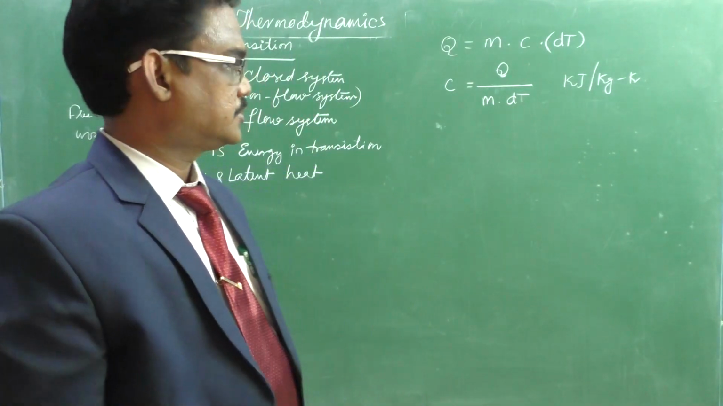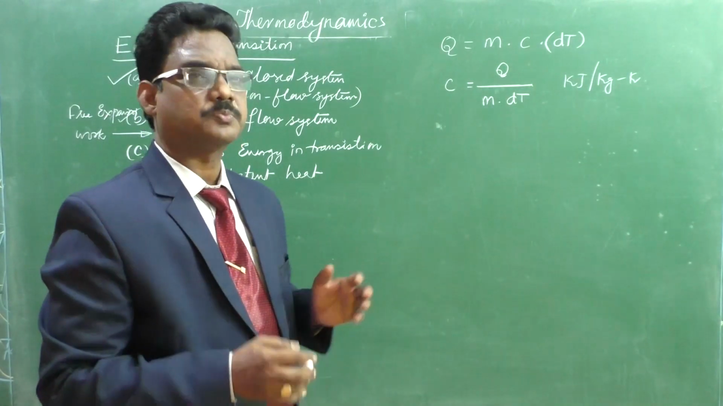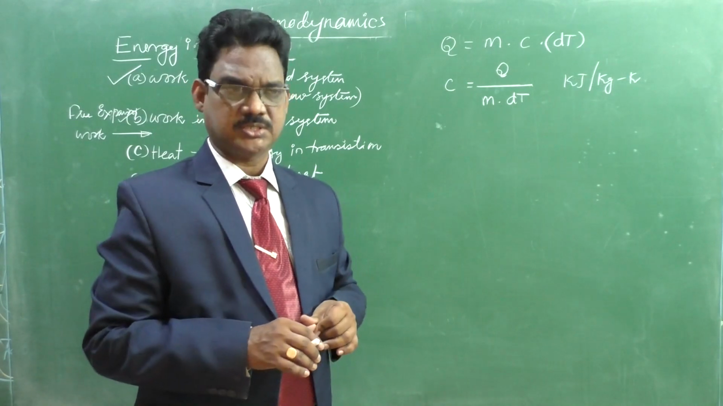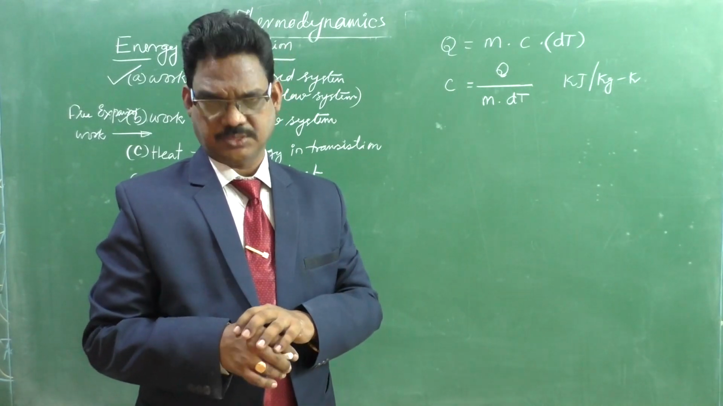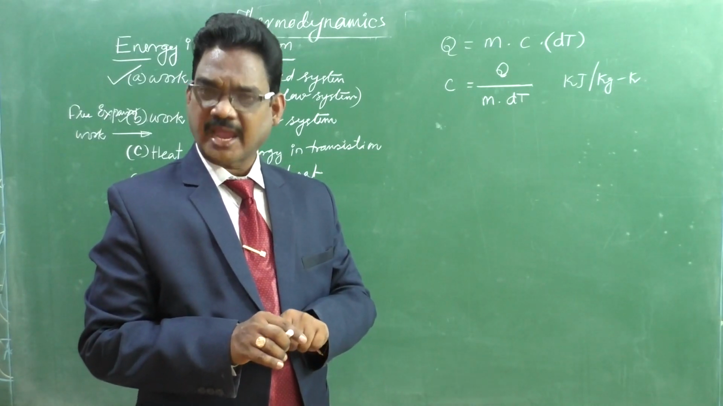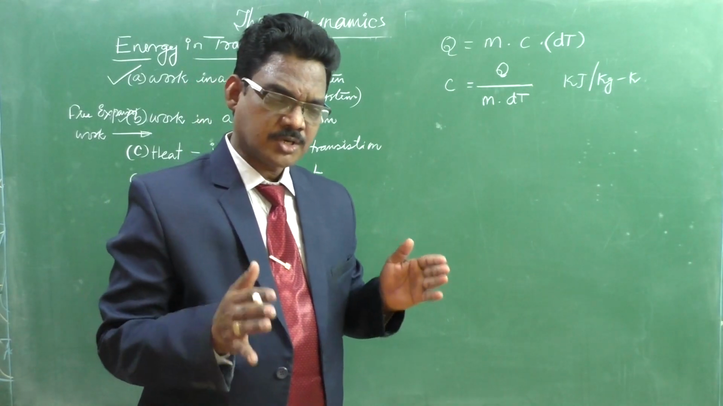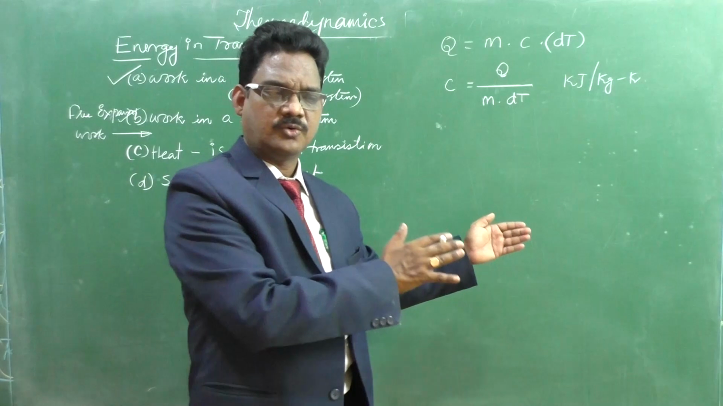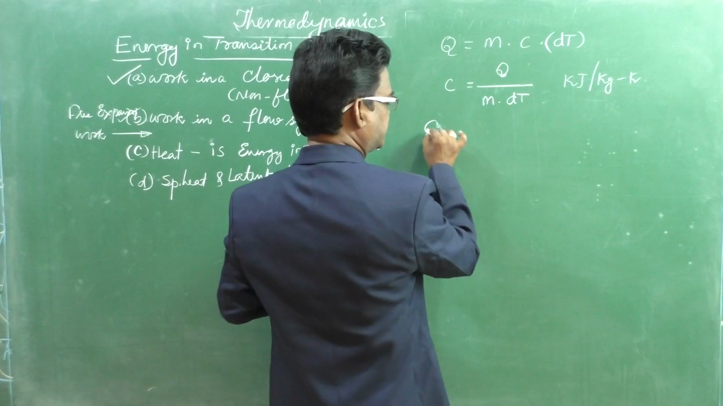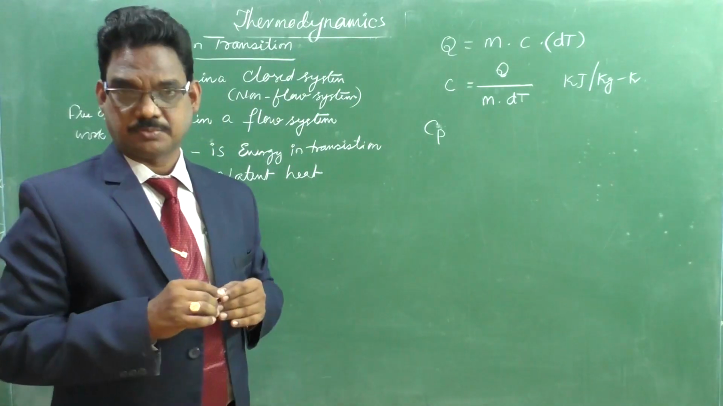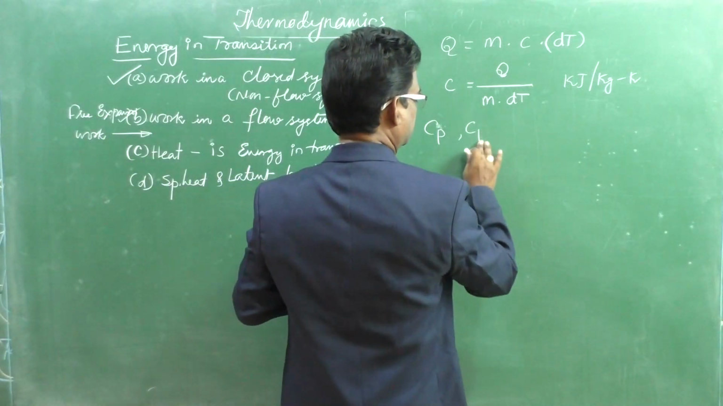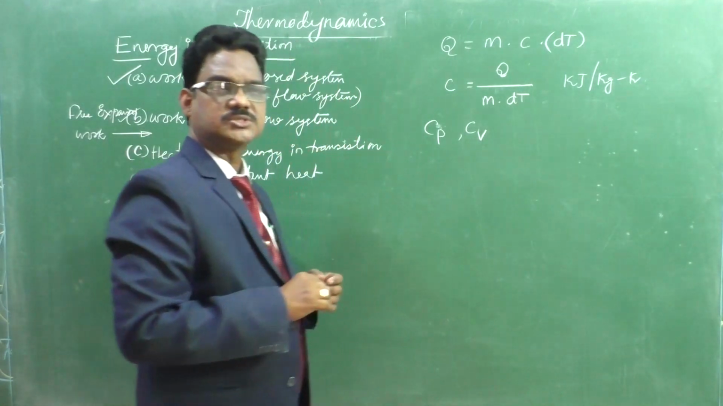Now see, the specific heat is process dependent. If you consider solids, only one specific heat you can see. But if you go for fluids and gases, if you follow a constant pressure process, a different specific heat is there. We can write that as Cp, specific heat at a constant pressure process. If you go for the constant volume process, it is specific heat at constant volume, Cv.